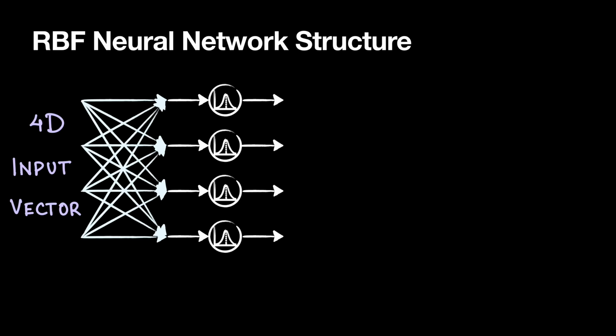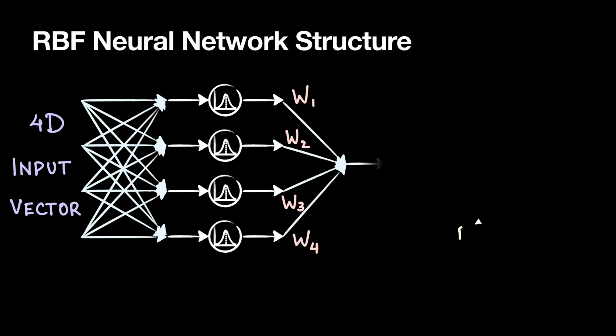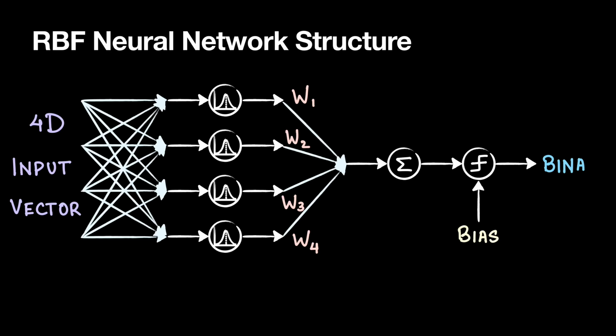Now we come to the structure of the neural network. Say we use 4 RBFs in the network. Thus, the 4D input is fed to the RBF layer that gives a 4D output. This output is added after multiplying with weights and compared to a bias before passing through a symmetrical hard limit function. The output is a binary, true or false, corresponding to whether the lock unlocks or not.